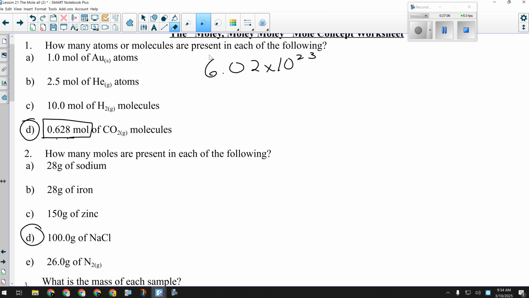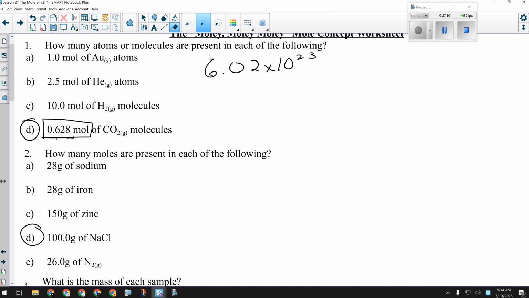So all I have to do is take n and multiply by Avogadro's number. Anytime you want to get the number of molecules, that is what you do. You take n and you multiply by Avogadro's number. Always, always. That's the only way you're going to get molecules, is to multiply n by Avogadro's number.